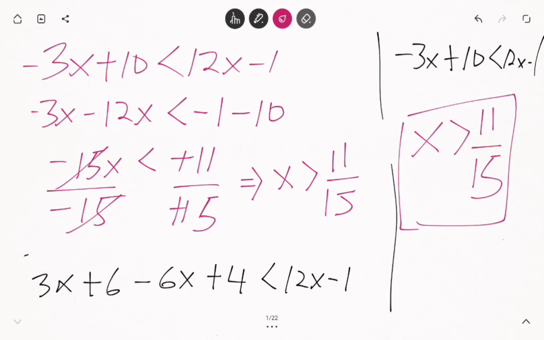And the sign has changed from less than to greater than because we divided by a negative, and because the coefficient of the x term is negative. So once we divided, we need to make sure we change the sign. Now let's have a look at one final example.